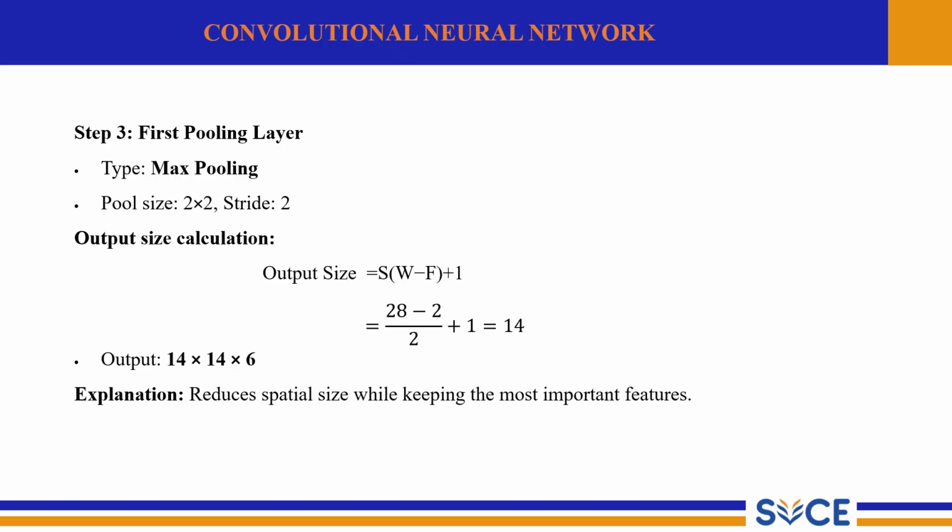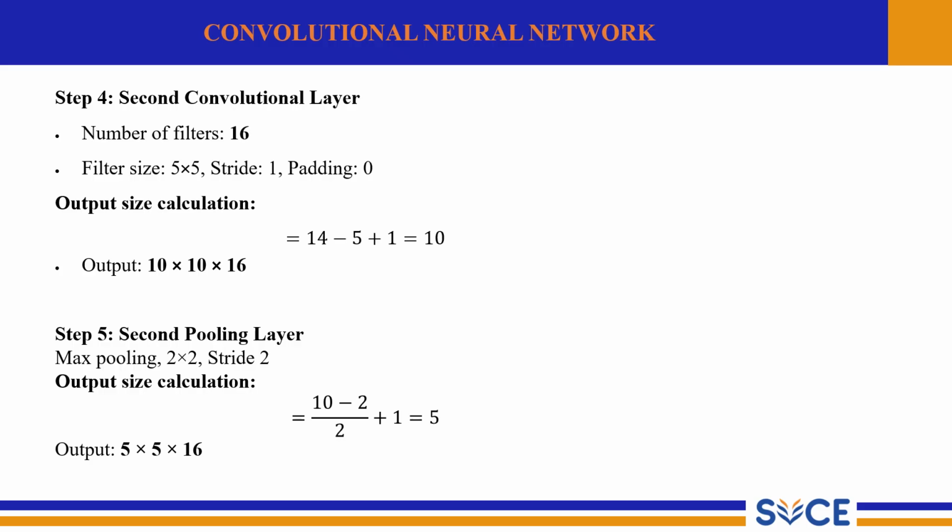So the output feature after pooling is 14 by 14 by 6. So the spatial size is reduced, but we retain the most important features from the convolution layer. Step 4. Second convolution layer. Next, we apply a second convolution layer to extract more complex features from the pooled feature maps.